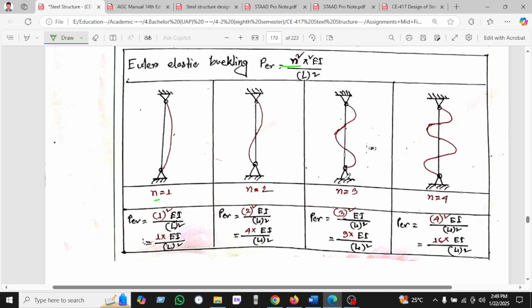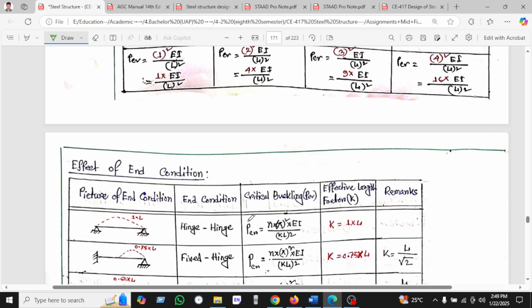We can see here there are three modes, number 1, number 2 and number 3, so it will be 9 EI by L squared. In the same way we see the 4 modes, 1, 2, 3, 4. If the column, the compression member, buckles in the 4 mode phenomenon, then it will be 16 EI by L squared.